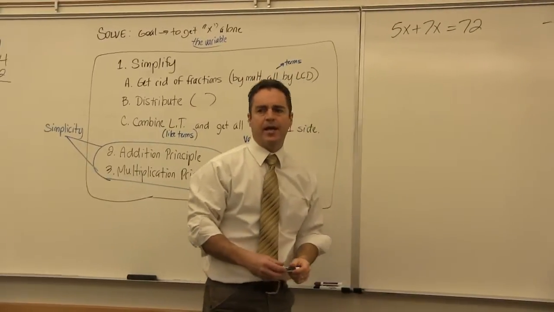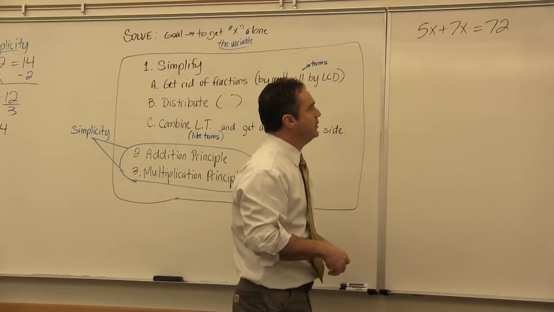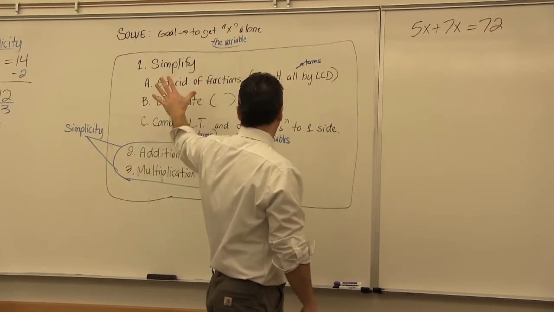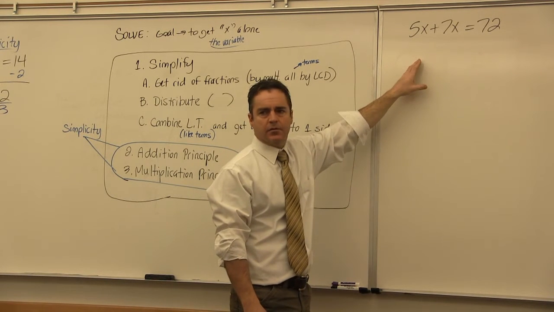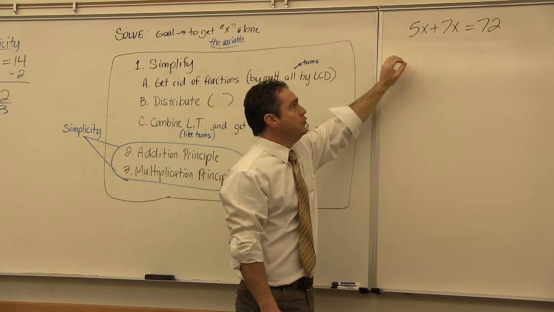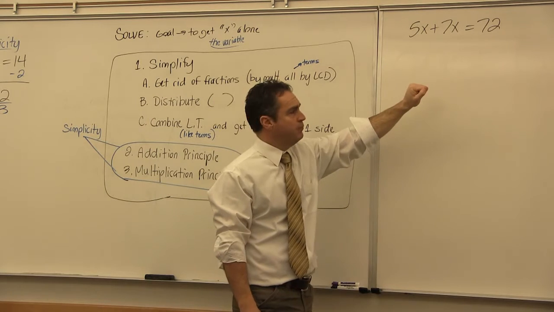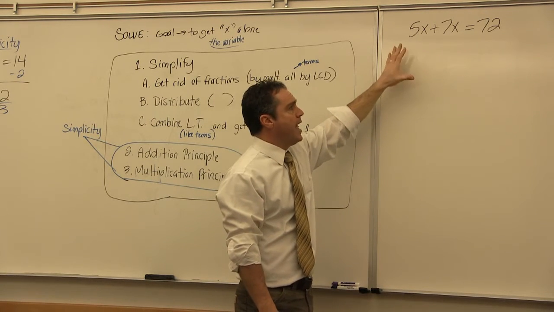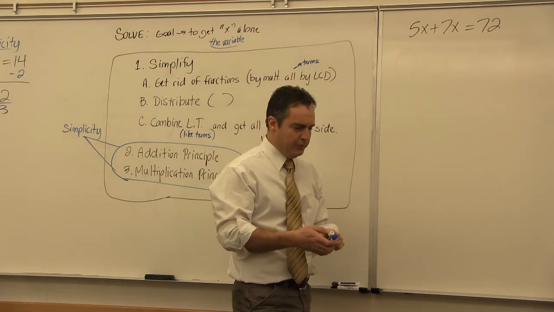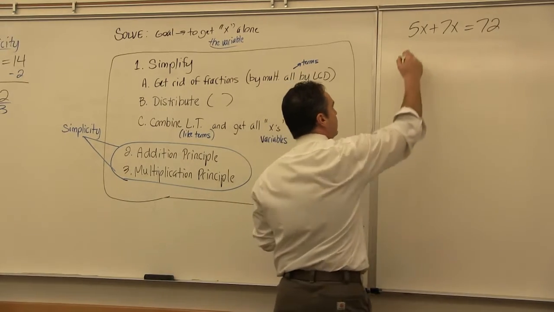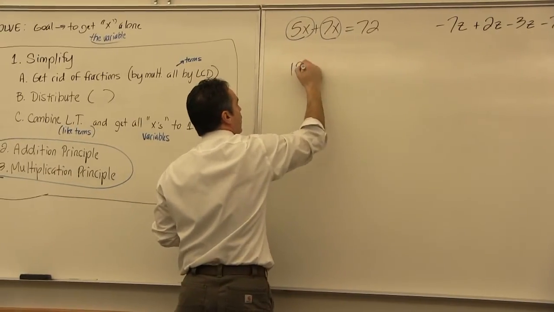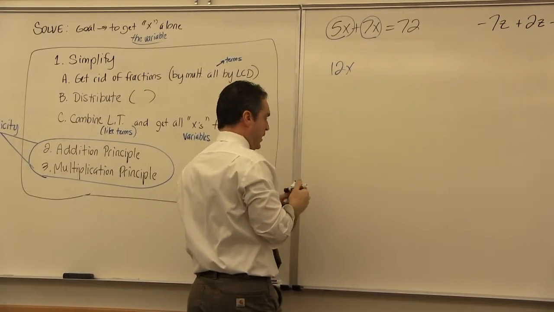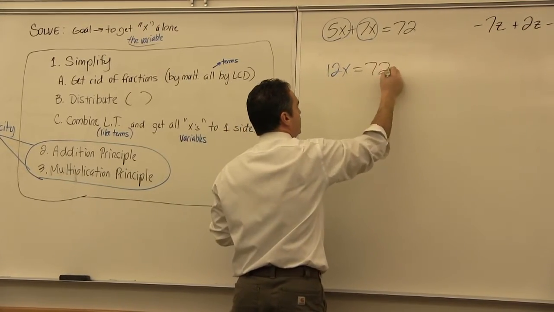5x plus 7x equals 72. I come to my process here. First, I ask the question, do I have fractions? Nope, you do not. Do you have parentheses? Nope, you do not. Do I have like terms? Yes, you do, absolutely. 5x and 7x make 12x. And 12x equals 72, all right?